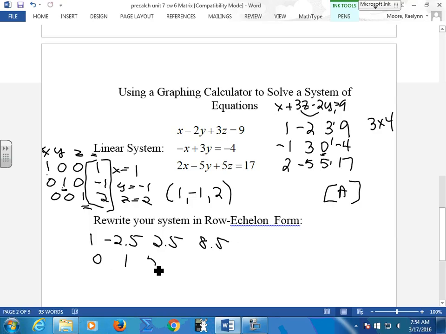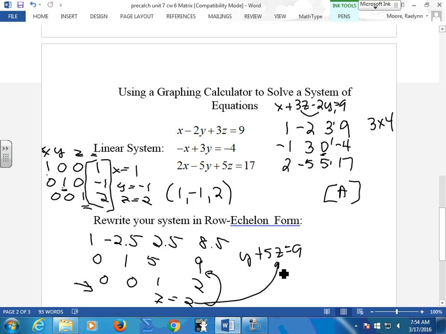We have to solve this now. Start here. It doesn't give it to you the same way. Start here. So Z is equal to 2. Start at the bottom and back substitute in. So now this equation says no x, 1y plus 5z equals 9. Put your z in here. We have to back substitute. We have to solve it ourselves.